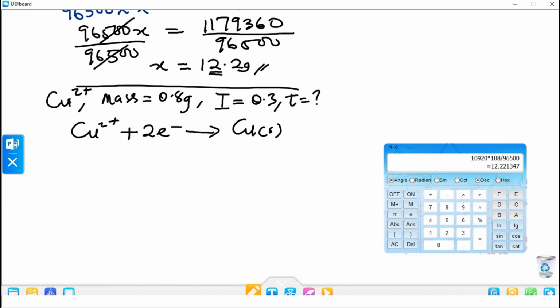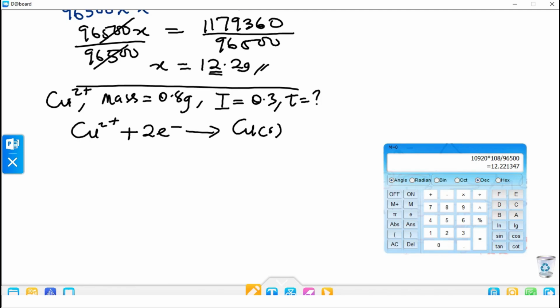So having written our ionic equation, it is clear from this equation that 2 Faradays, or 2 moles of electrons, since a mole of electrons is equivalent to a Faraday, deposited 1 mole of copper, or we may say 2 Faradays deposited 1 mole of copper.